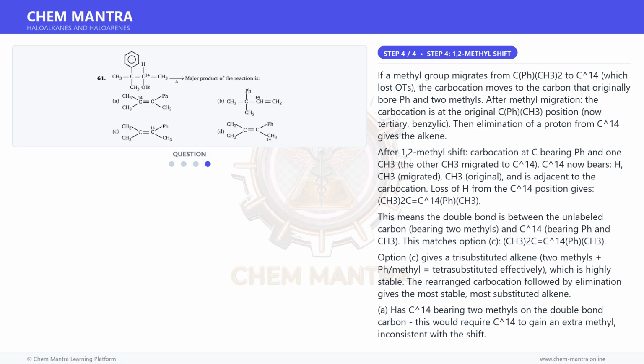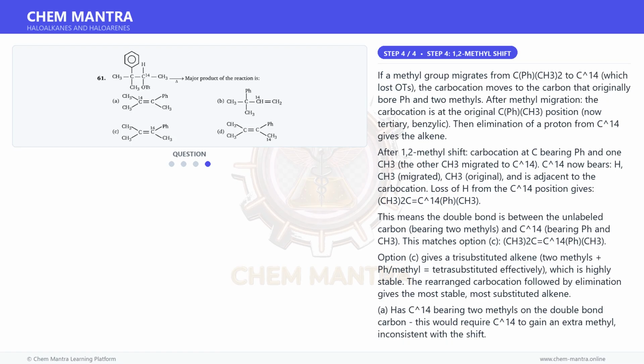Option C gives a highly substituted alkene, 2 methyls plus Ph and methyl, effectively tetrasubstituted, which is highly stable. The rearranged carbocation followed by elimination gives the most stable, most substituted alkene. A has C14 bearing 2 methyls on the double bond carbon. This would require C14 to gain an extra methyl, inconsistent with the shift. B gives a terminal vinyl group at C14, less substituted, not the major product.